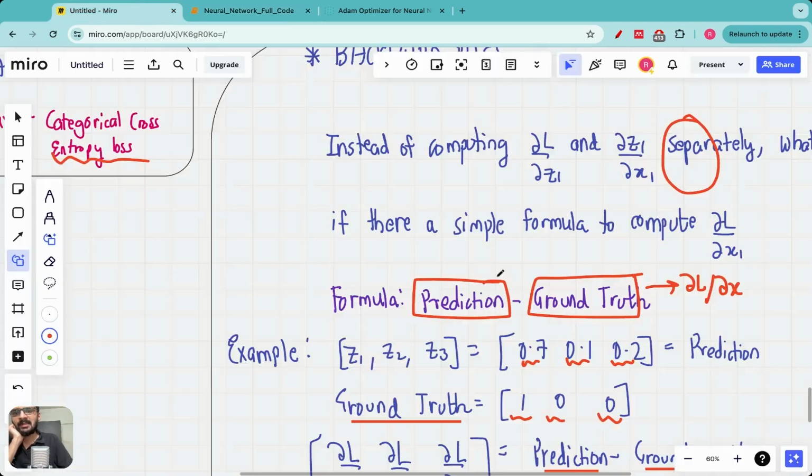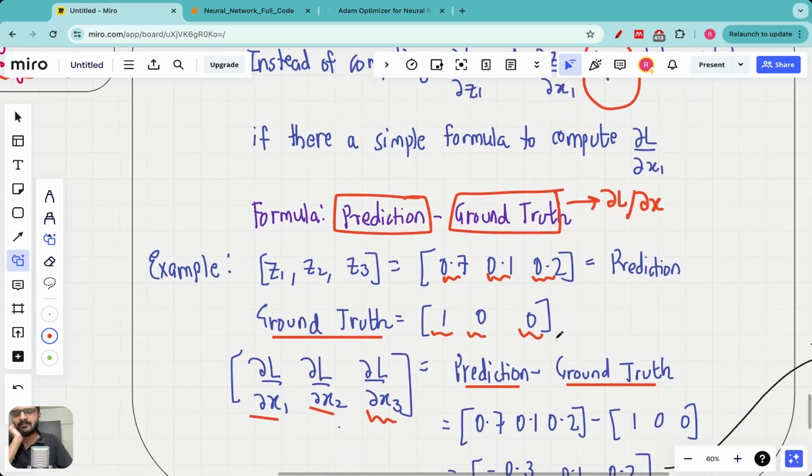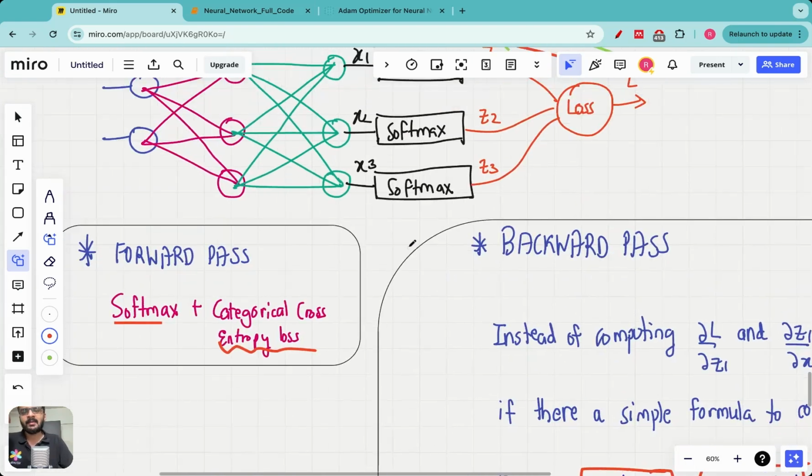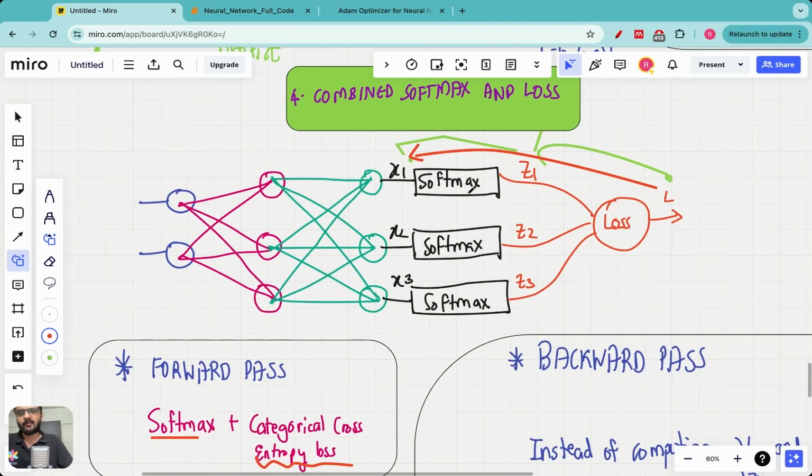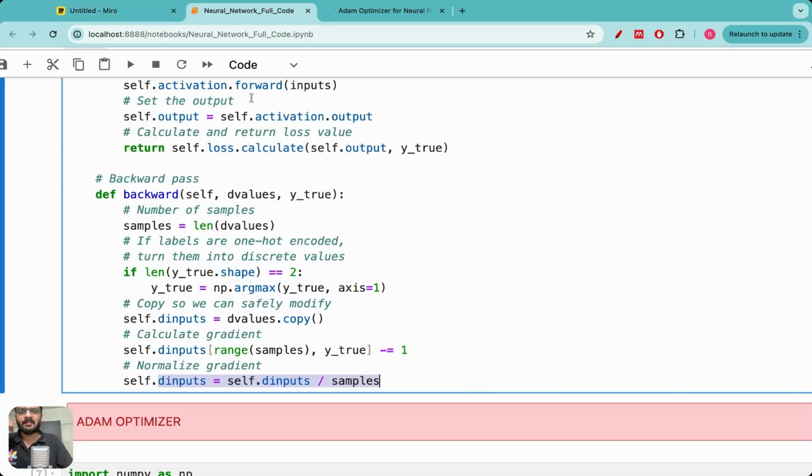So as you can see, it leads to a very simple formula, and that's the reason why I wanted to combine the loss function with the softmax, and I did not want to do the backward pass separately, because ultimately it leads to the same answer. But this is just a much easier formula to understand, and it's a much easier formula to also replicate in practice.